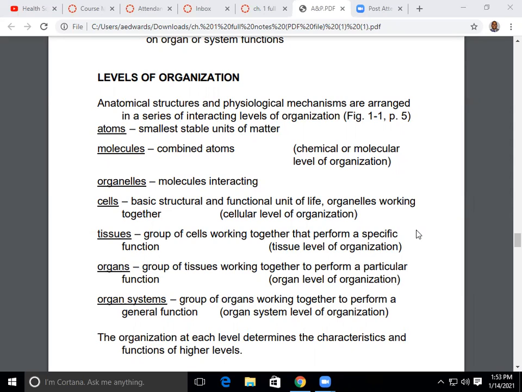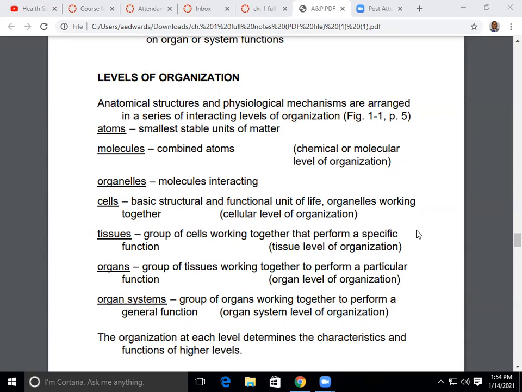At the chemical level, it's composed of atoms and molecules. Atoms are your smallest units of matter that are stable, okay? Technically, atoms have parts, and we'll get into that in the next chapter, but they're not really stable on their own. So you can put atoms together and make molecules, like carbon dioxide, CO2, which is a molecule. H2O, water, is a molecule, okay? Atoms and molecules exist at the chemical level of organization, because that's chemistry at that point. You take all these molecules and they interact with each other, you start making organelles, which are essentially cell components. Those organelles start working together, you get cells. And that's your basic structural and functional unit of life, okay?